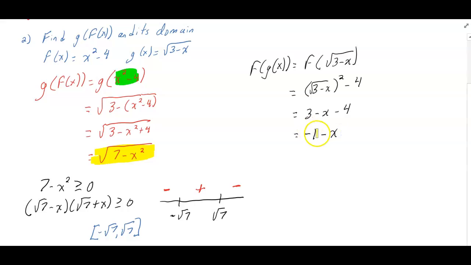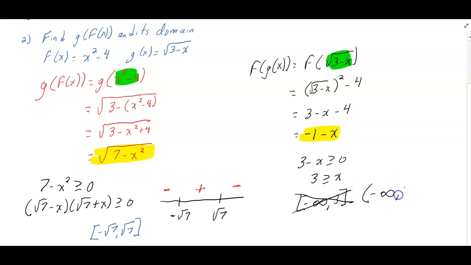So the most common mistake is people look at this final function and think the domain is all real numbers, but you must look at the inside function here. So to find the domain for this problem, we know that 3 minus x must be greater than or equal to 0, which means 3 is greater than or equal to x. So the domain here would be negative infinity to 3. And I made a mistake. We should not have brackets around the negative infinity. So negative infinity to 3.